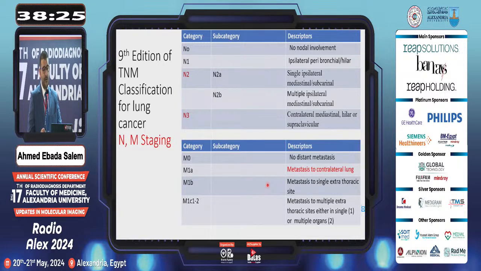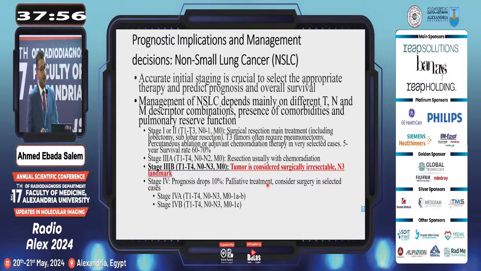N2 is any lymph node that is in the ipsilateral mediastinal nodal stations. Any contralateral nodal station is by definition N3, and this is very important, as we will see later, because this is considered to be irresectable disease if the patient has N3 disease. M1A is metastasis to a contralateral lung. M1B is metastasis to a single extrathoracic site. M1C is multiple metastases.